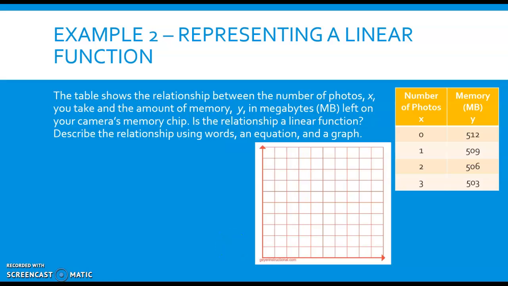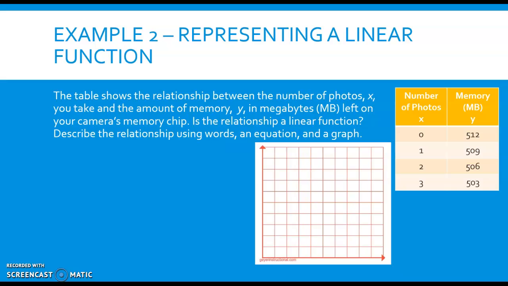All right, so now we're going to talk about the second example on representing linear functions. Our table shows the relationship between the number of photos that we take and the amount of memory in megabytes left on the camera's memory chip. So what it's asking is, is the relationship a linear function? We're going to be looking to see if it creates a line, and then describe the relationship using words, an equation, and a graph.